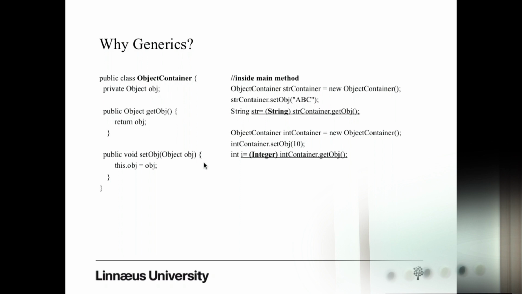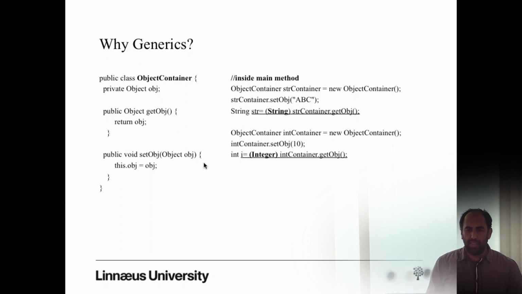Now I have a main method. I can use this class to contain string type values and also maybe integer type values. But the problem with this is that if I want to use this container for string type values, and then I want to use it for integer type values, I have to create a new object. Okay, so I have created a string container and I am putting a string type value, that's fine. And then I have created an integer container and I can use it for the integer.